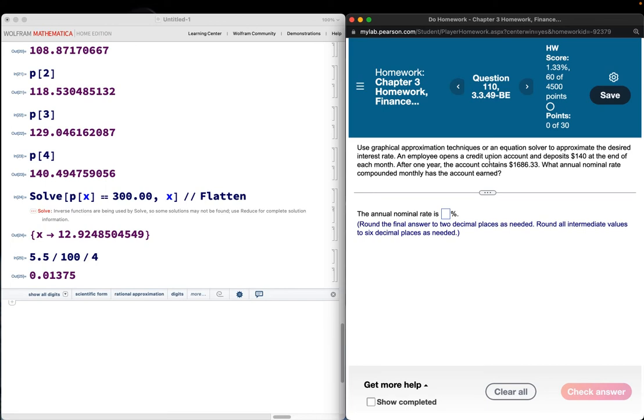An employee opens a credit union account and deposits $140 at the end of each month. After 1 year, the account contains $1,686.33. What annual nominal rate compounded monthly has the account earned?